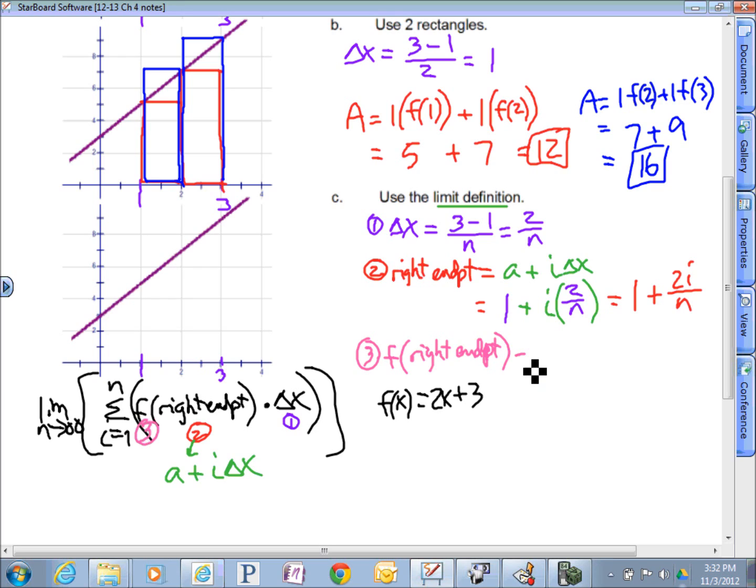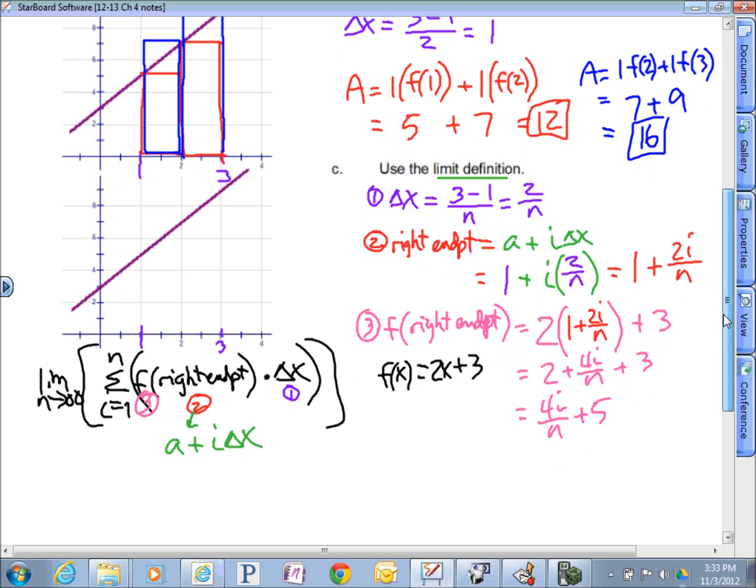So we're going to want 2 times something plus 3. What's the something? 1 plus 2i over n. Well, let's clean that up a little bit. Distribute the 2: 2 plus 4i over n plus 3. How about 4i over n plus 5? That's your f of the right endpoint. So what we have right now is everything that needs to go inside the sigma.